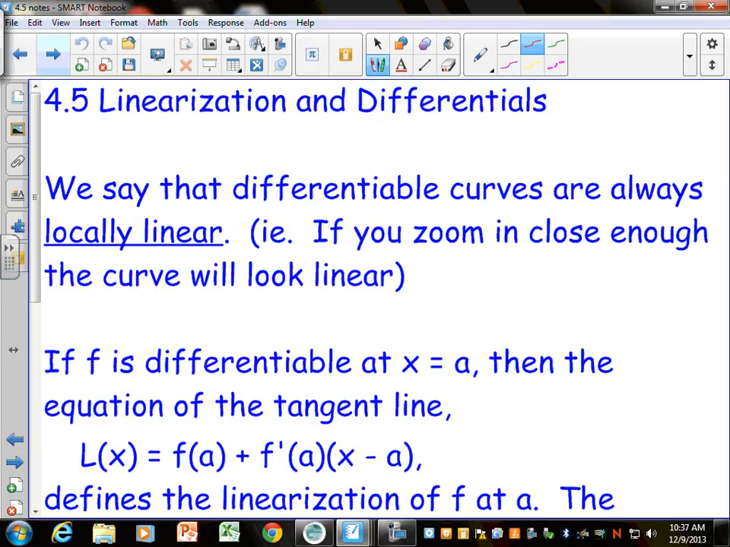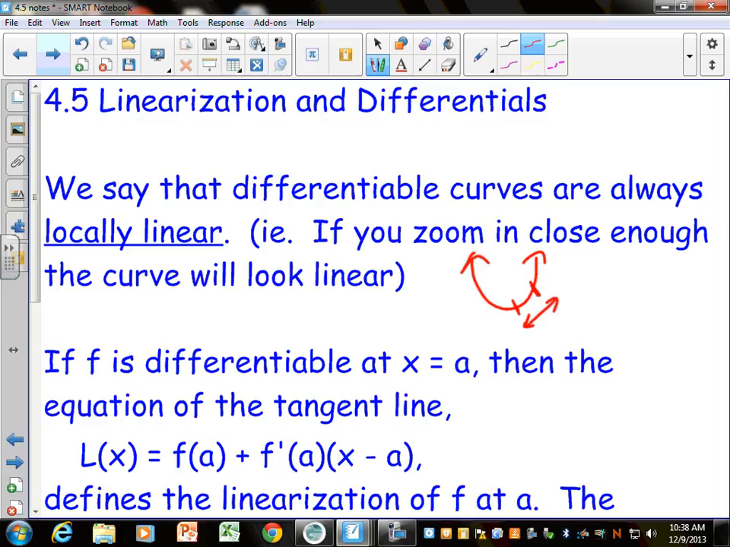But we say, this is kind of a new concept here, but I feel like it should make sense to you, that differentiable curves, so curves that are smooth, that are differentiable, no sharp points, no cusps, are locally linear, which means if I had a parabola here, and I just kept zooming in on this little section, like on my calculator, and I hit zoom and zoom and zoom, do you agree that eventually if I zoomed in enough, that little section would just look like a straight line? Do you agree with that idea?